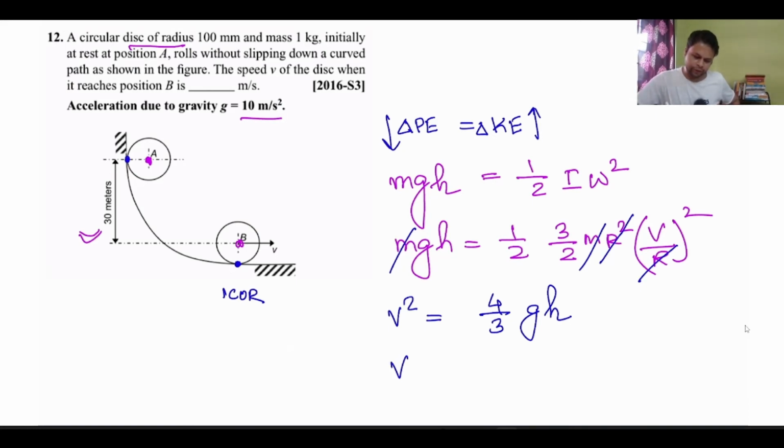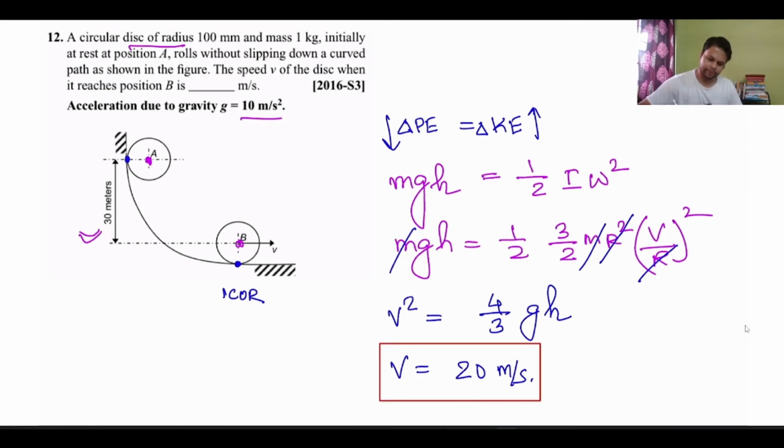So what is the value of V? Let me substitute the values. G is already given as 10 and H is given as 30, so 4 into 10 into 30 is 1200, divided by 3 is 400. So it is coming out to be 20 meter per second. Again, a very simple question, but a very conceptual and fantastic question. I hope you got it. Let us move on to the next question.